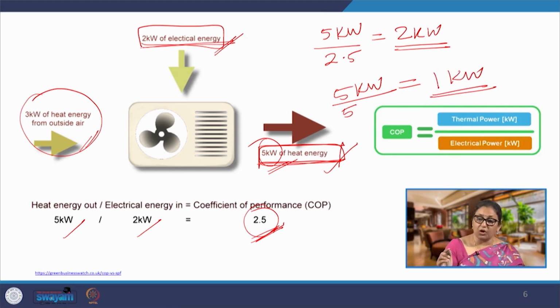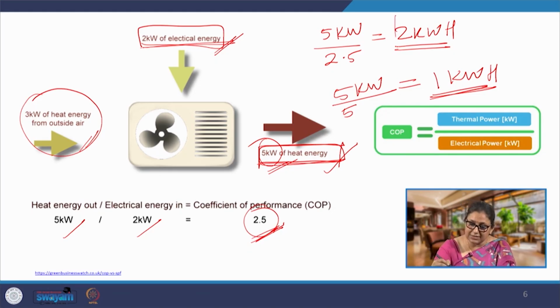So, overall, now this is not the correct terminology to be used. We have to know for how many hours the system is running at this performance. So, we always get energy consumption in kilowatt hours. Assuming this is the case for 1 hour, we will get 2 kilowatt hour and 1 kilowatt hour. So, COP will have a direct influence. If you double the COP, the electrical energy consumption will reduce by half.